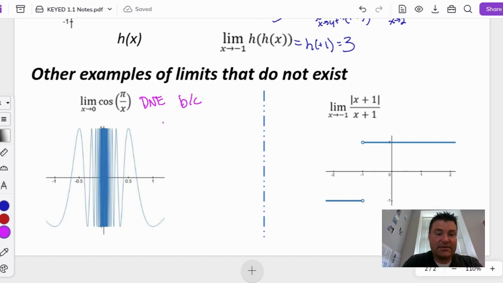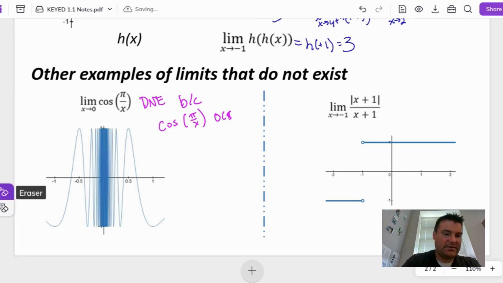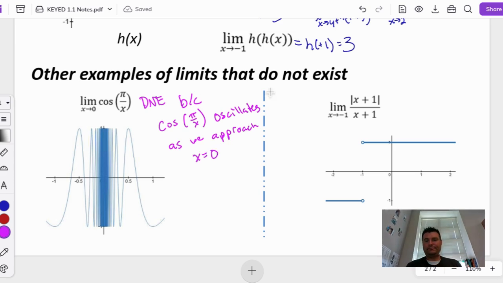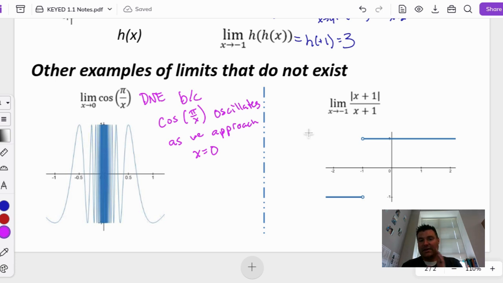Let me explain why. Because cosine of pi over x oscillates. I can't even spell oscillates. As we approach x equals 0.